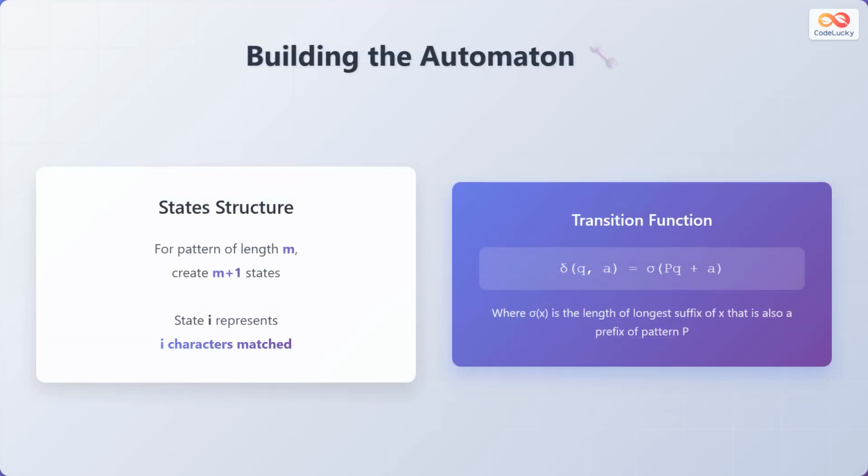Now let's discuss how to build the automaton. For a pattern of length m, we create m plus 1 states. Each state i in the automaton represents having matched i characters of the pattern. The transition function, denoted as delta of q and a, is defined as sigma of p_q a. Here, sigma of x represents the length of the longest suffix of x that is also a prefix of the pattern p.